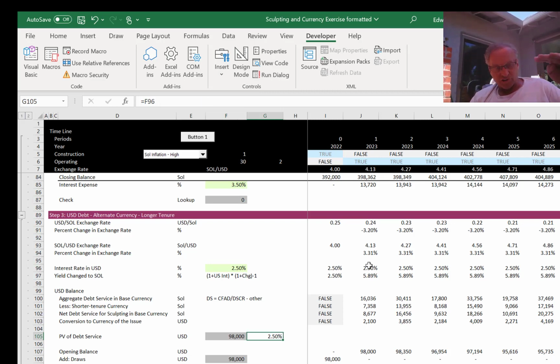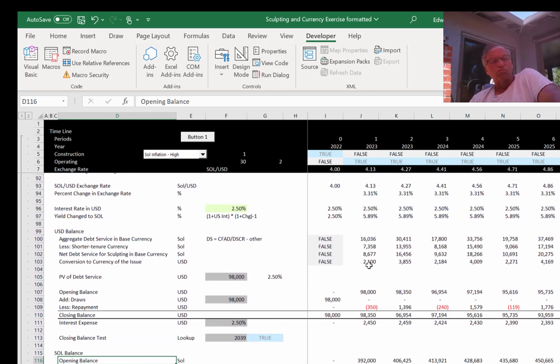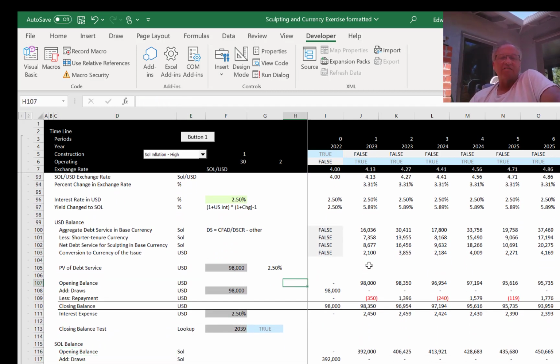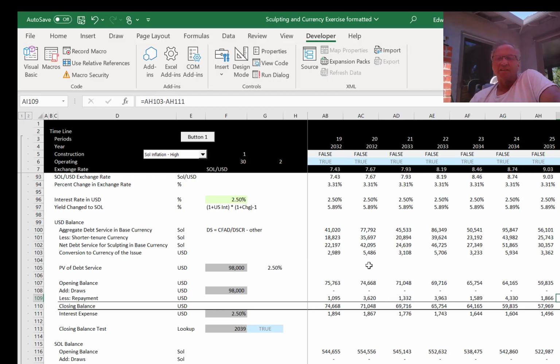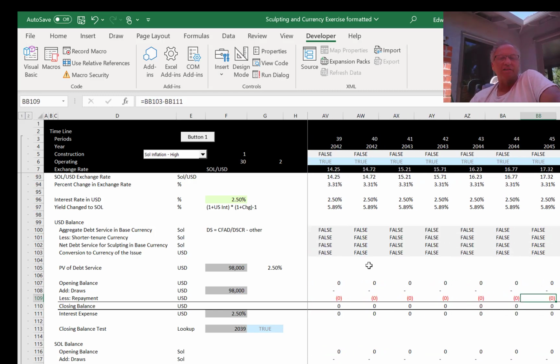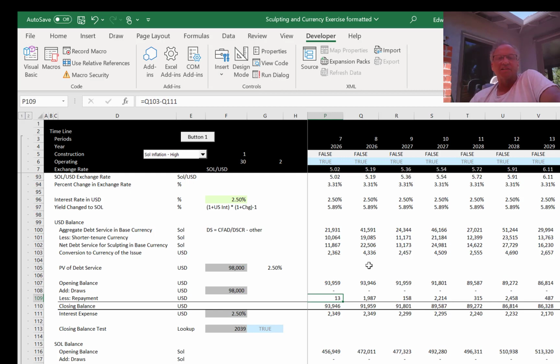Of course, you've got to keep it consistent. If you're going to compute the PV of the debt service in USD, use that one. If it's not, use the other one. And then we make our debt balance in USD. And we make sure, and it should work because the PV of the debt service is the amount of the debt.